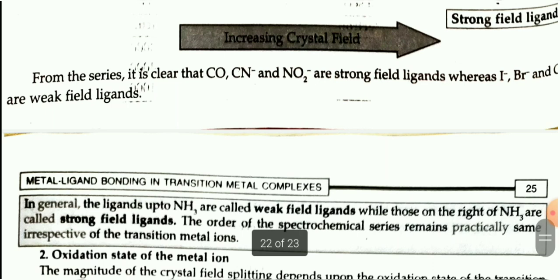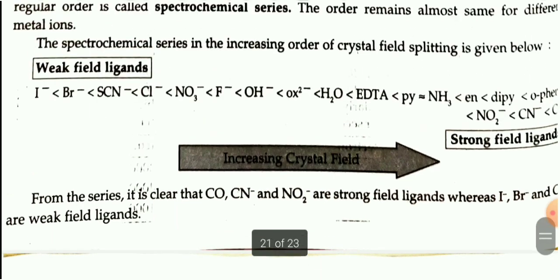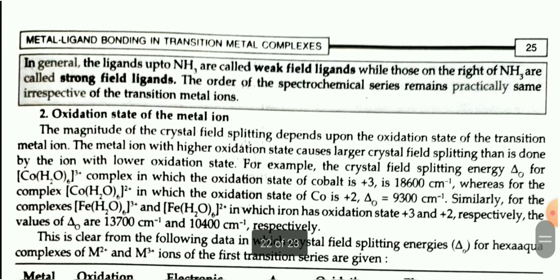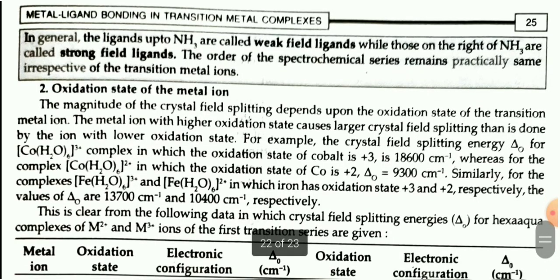From the series, it is clear that CO, CN negative, and NO2 negative are strong field ligands, whereas I negative, Br negative, and SCN negative are weak field ligands. In general, the ligands up to NH3 are called weak field ligands, while those on the right of NH3 are called strong field ligands. The order of the spectrochemical series remains practically the same irrespective of the transition metal ion.